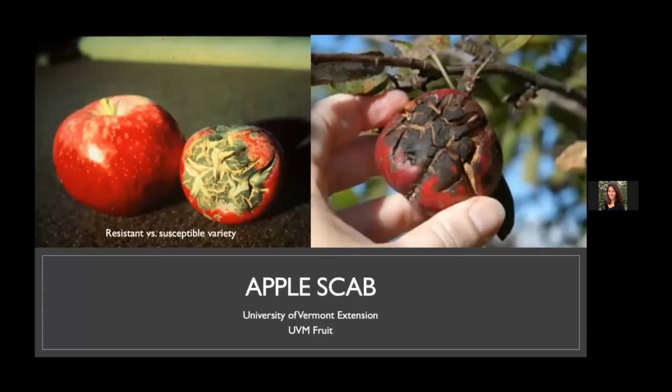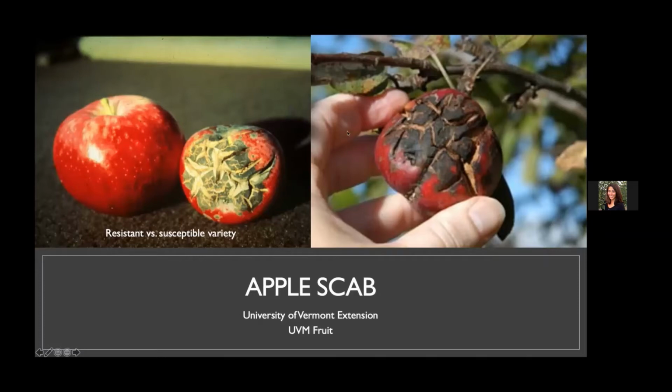So here are a few images that are showing apple scab. Apple scab is a fungal pathogen that can attack both the leaves as well as the fruit on apple trees. And you can see in this picture on the left-hand side that there is an apple from a resistant variety compared with an apple from a susceptible variety. So this is how the apple scab pathogen manifests on a susceptible variety when it's unmanaged. And you can see a similar picture here.